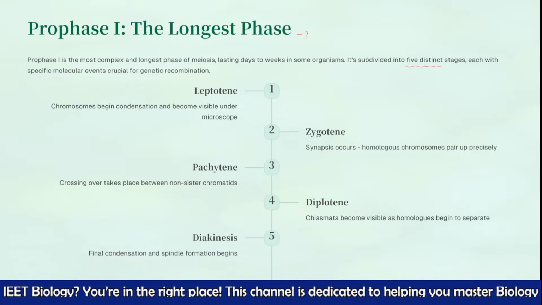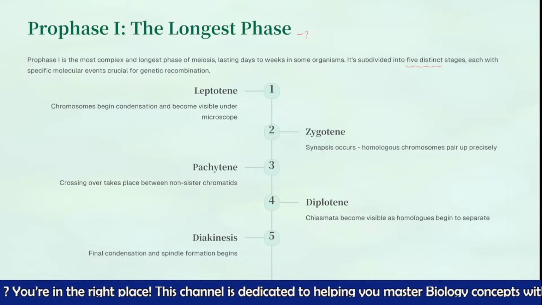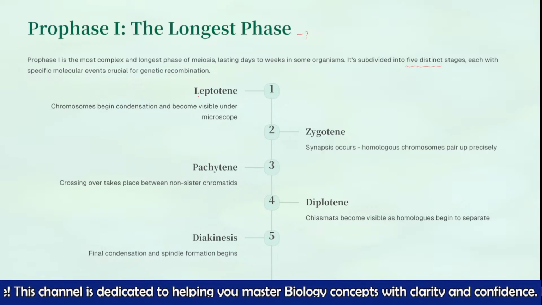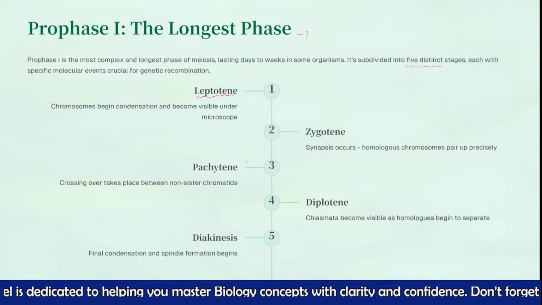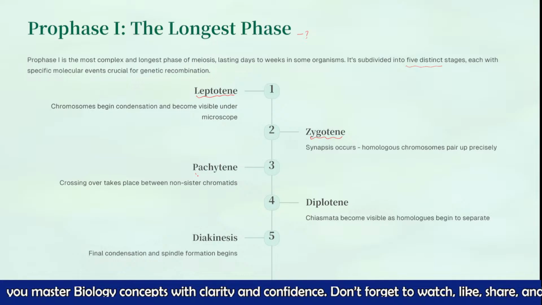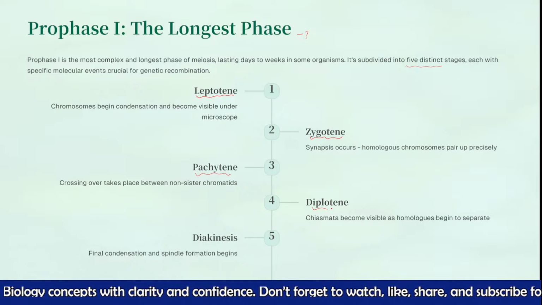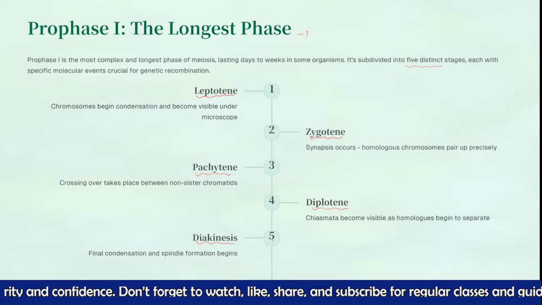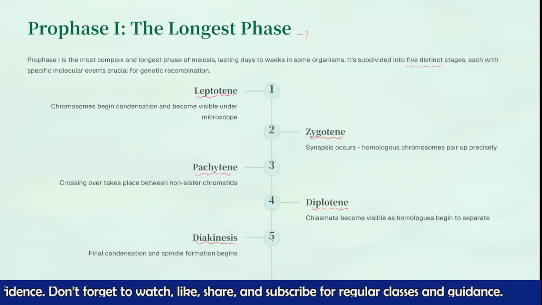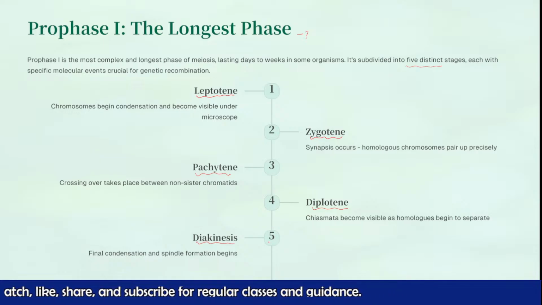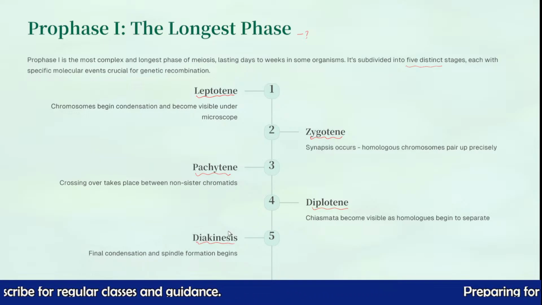Okay, so this you have to learn in the correct order. What are the 5 different stages? The first stage is called leptotene. Then second is zygotene. Then third, pachytene. Fourth one, diplotene. And finally, diakinesis. Leptotene, zygotene, pachytene, diplotene, and diakinesis. Okay, so let's discuss the leptotene stage.